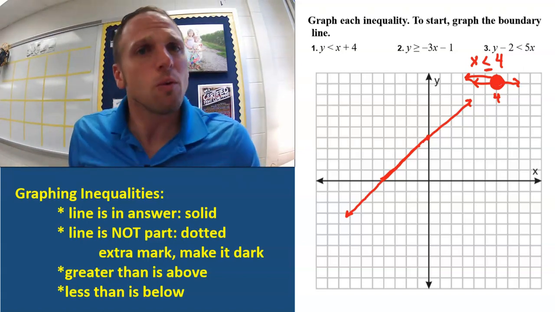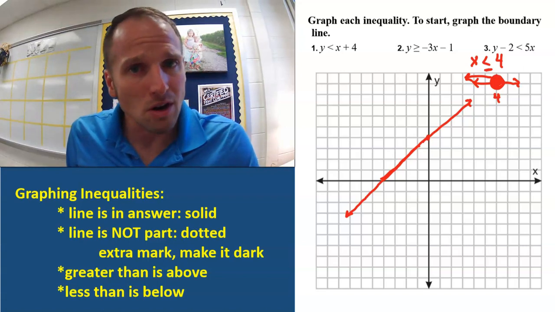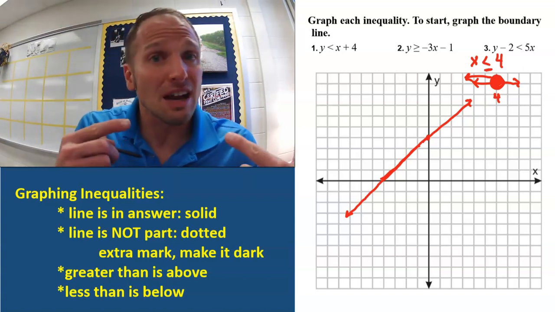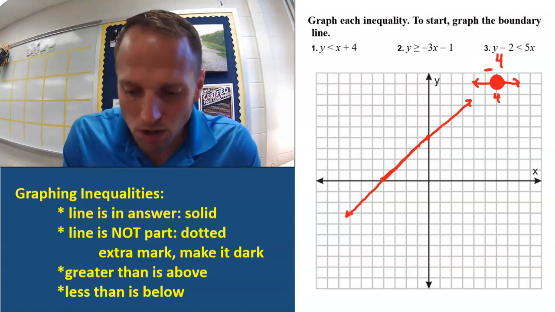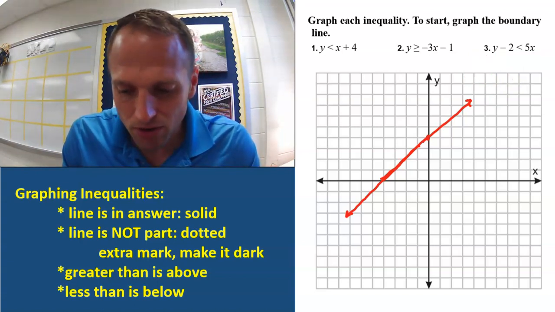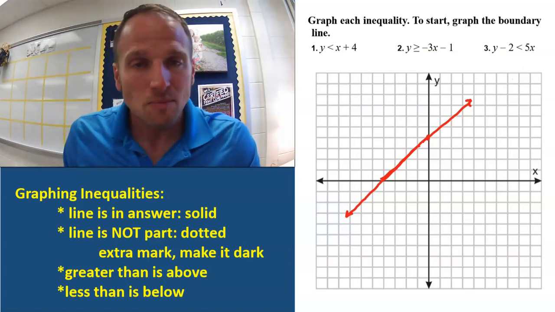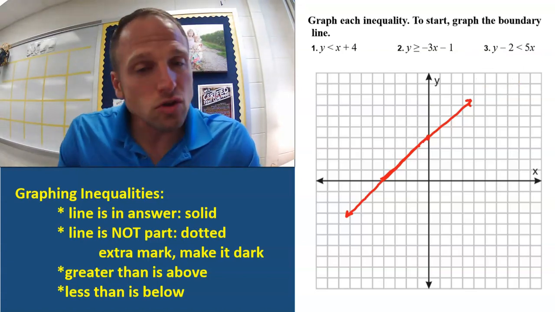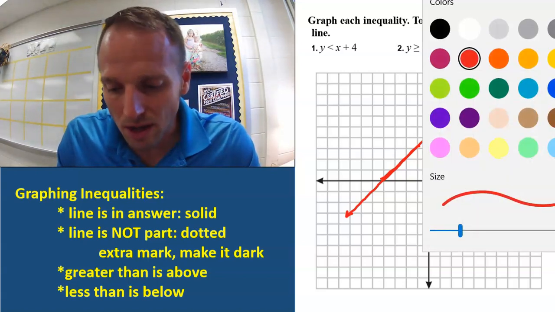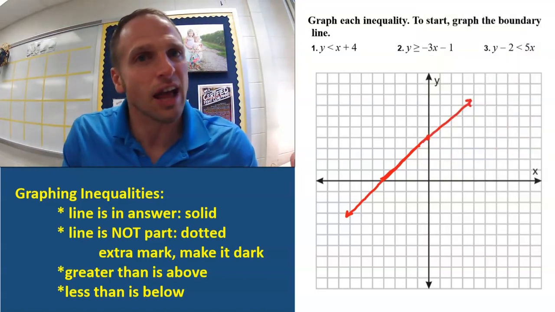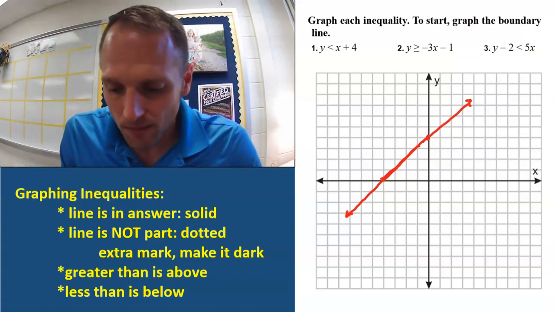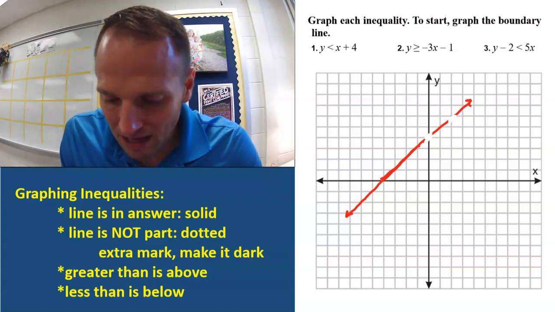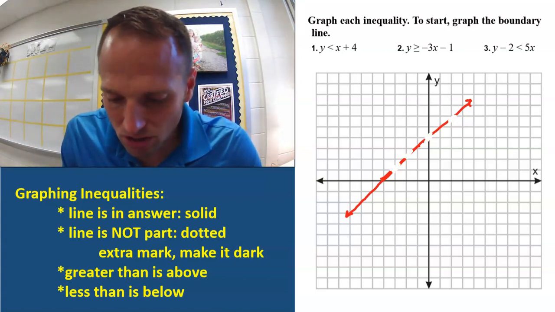You remember that? We used the phrase, extra mark, make it dark. So if there's the extra mark underneath the less than sign, we need to fill it in. We need to make it dark. Well, we're going to do the same thing over here, except now there's not a circle to fill in. There's a line, and there's no extra mark here. It's just less than. So somehow we need to show that that line is open, like your open circle, and not a part of the answer. The way we're going to do that is make that line dotted or dashed. So I'm going to come back and make this line dotted or dashed.